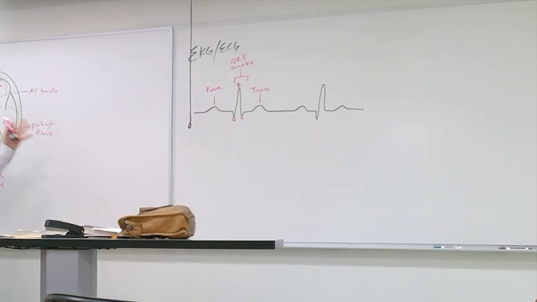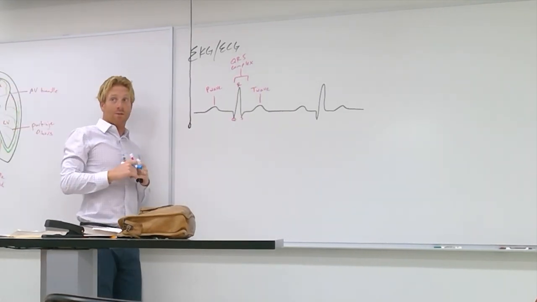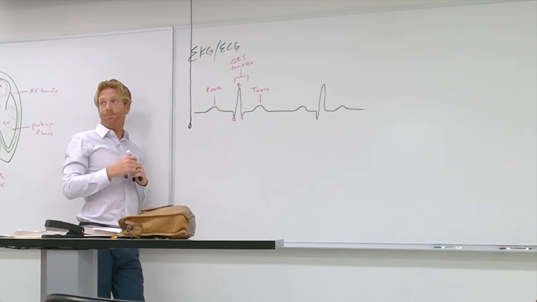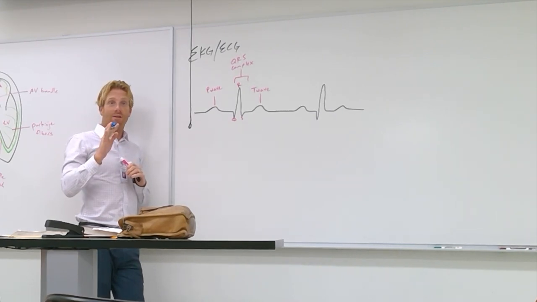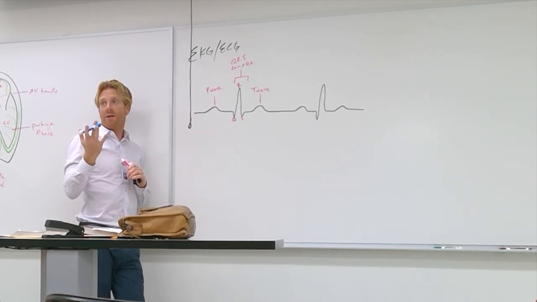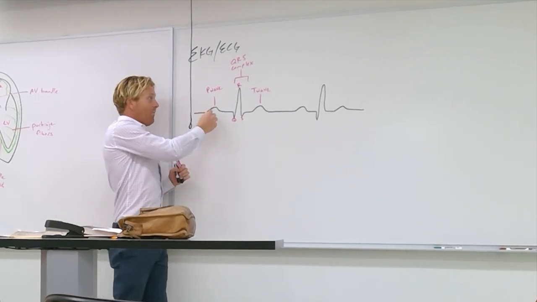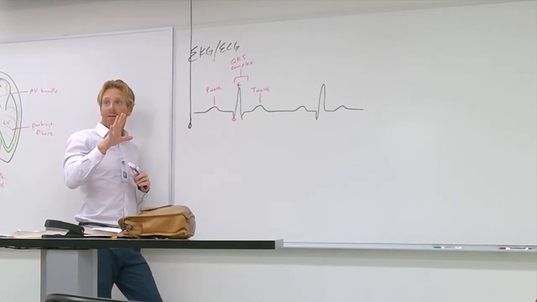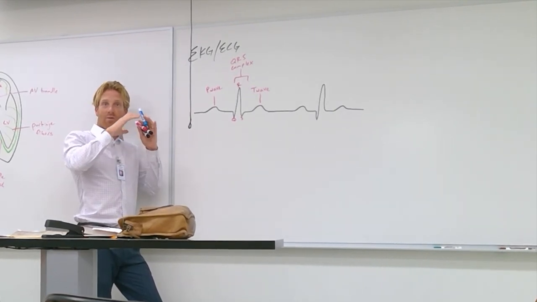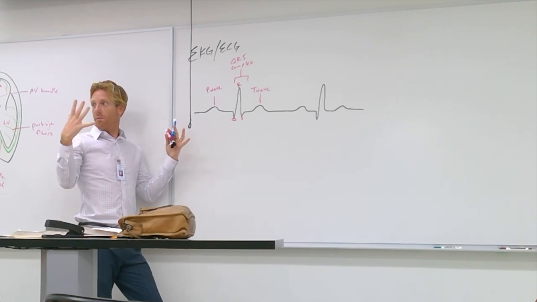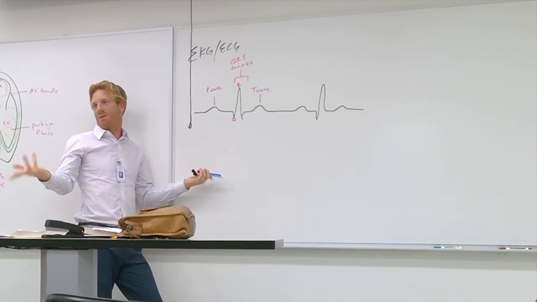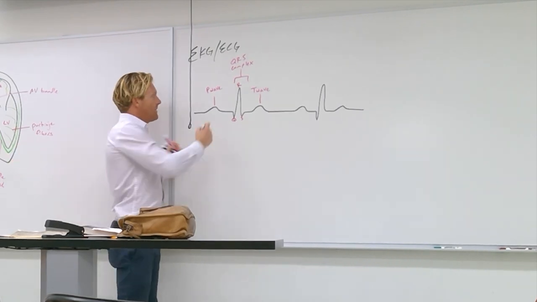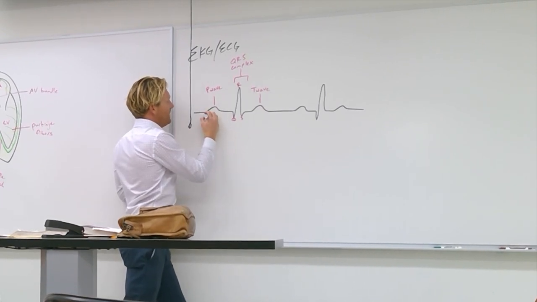So this is the measure of the electrical activity spreading through the heart during a heartbeat. What's the first part of a heartbeat? What's the first thing that contracts? The atrium. This first bump, the P wave, corresponds to the atria depolarizing. This is the spread of the depolarization through the atria, which is synonymous with contraction. As soon as they depolarize, they contract. So this is atrial depolarization.